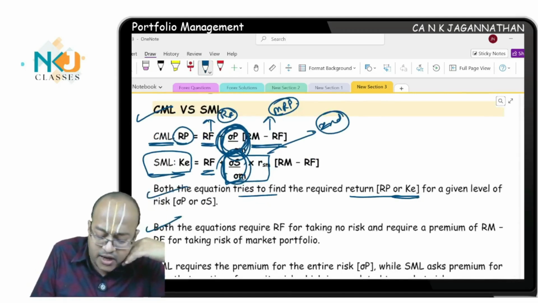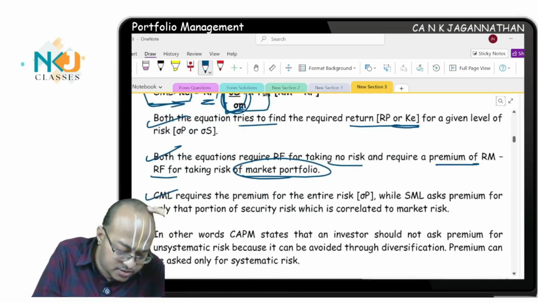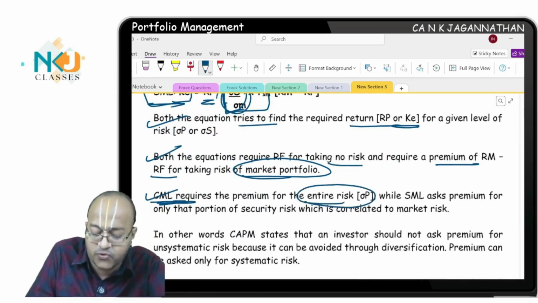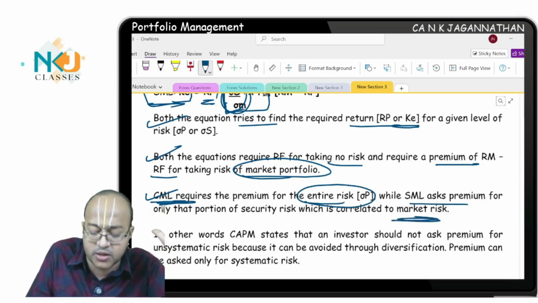Both the equations require RF for taking risk and a required premium of RM minus RF for taking the risk of the market portfolio. Okay, CML requires, there is no issue here, but only this is the difference. CML requires a premium for the entire portfolio risk, while SML asks a premium for only the portion of the security risk which is correlated to the market risk.